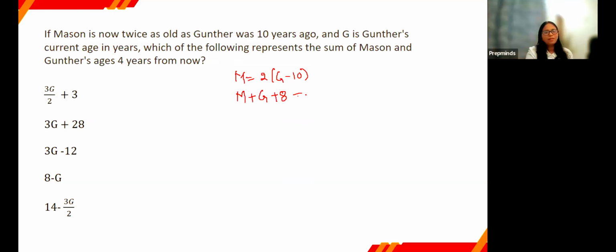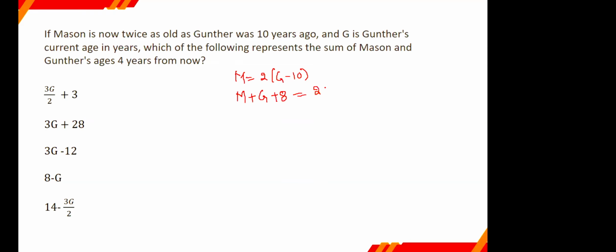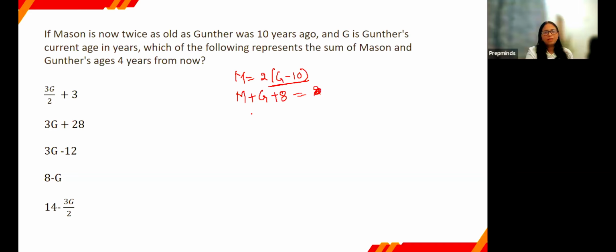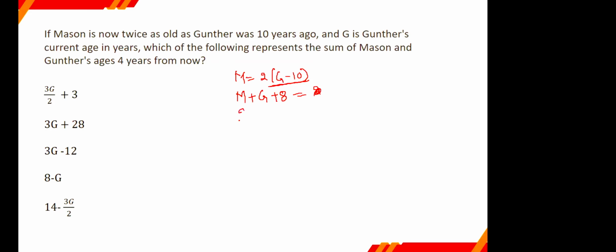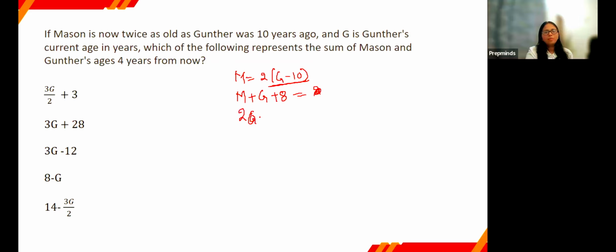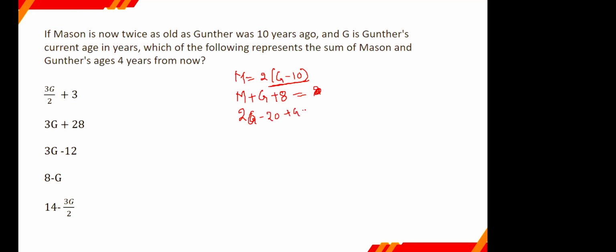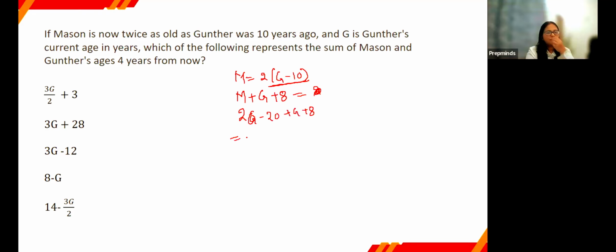Agreed, right? Then just put the first relation in the second equation. M equals 2G minus 20, plus G plus 8. And 3G we have minus 12. 3G minus 12. Right, perfect. I agree. But how many of you were able to think like that? Definitely. This is perfect, right?